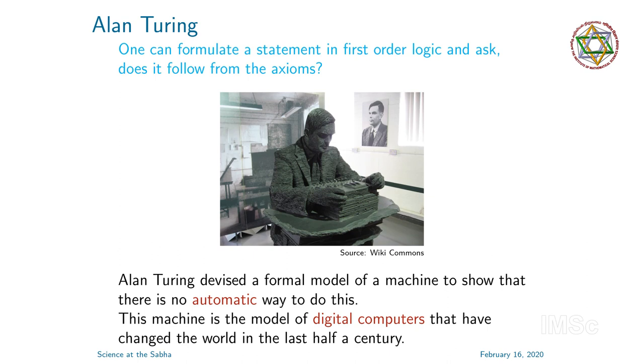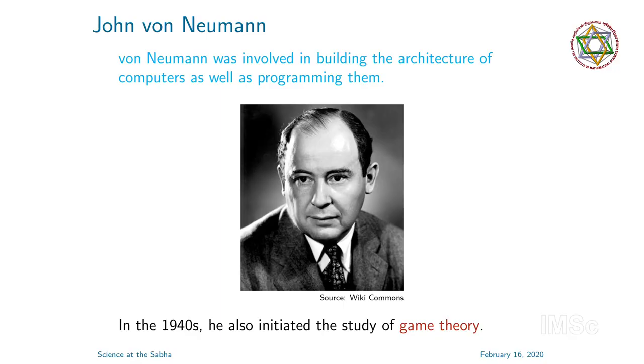One of the great things that came out of this was Alan Turing's work, where you ask: if I formulate a problem like this, does it follow from the axioms? Is there a way to derive this? Alan Turing devised a formal model of a machine to show that there is no automatic way to do this. There is no algorithm to check whether something is a consequence of the axioms. And this machine is the model of the digital computers that have changed the world in the last half century. Von Neumann was involved in building the architecture of computers as well as programming them.